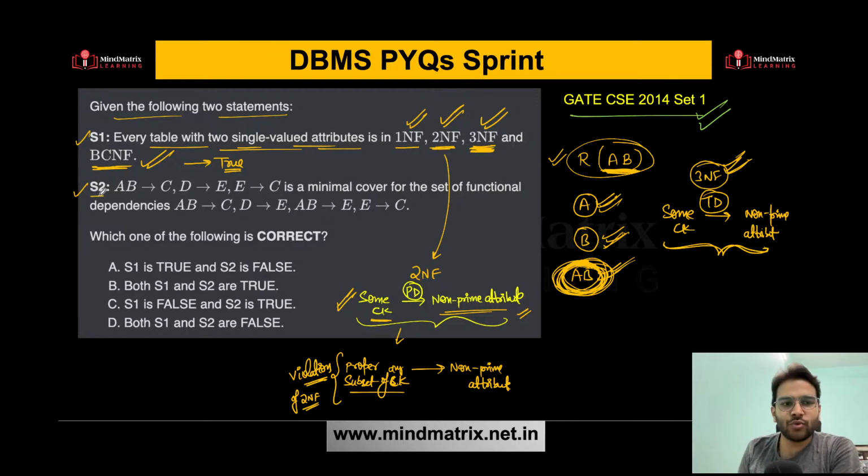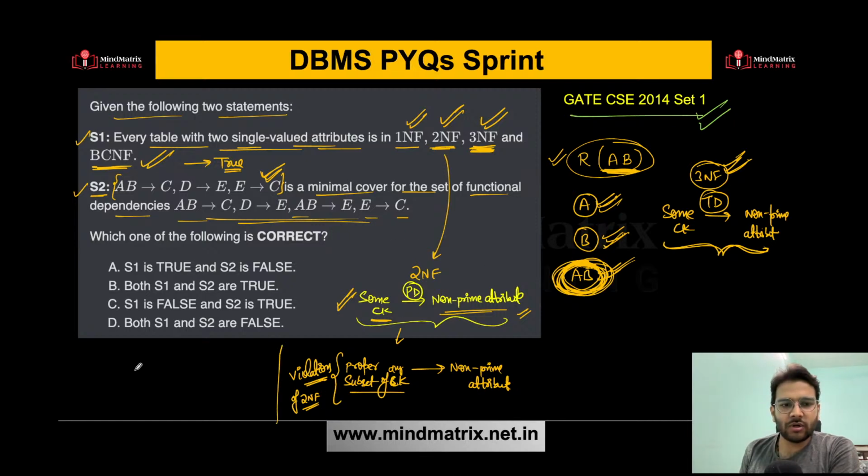What about this S2 statement? Here we need to find the minimal cover of the set of following functional dependencies. It is asking whether this functional dependency set is a minimal cover for this one. How can we check a minimal cover? We have already solved this type of question in the previous session. If by using this functional dependency set I can get all of these, then I can definitely say it is a minimal cover. Otherwise no.